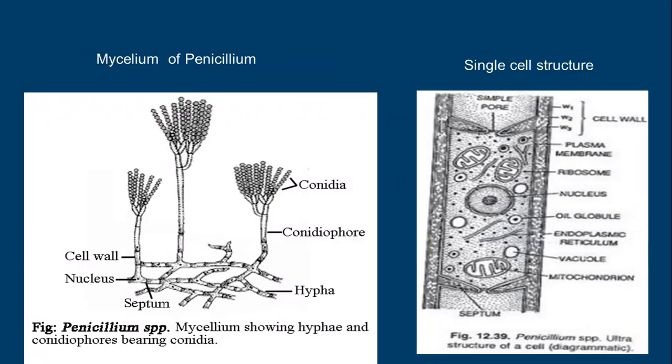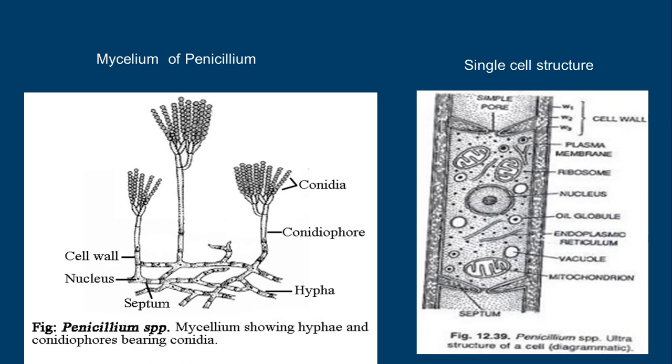Again, in this single cell structure, the outermost layer is called the cell wall, which is made up of fungal cellulose, chitin. Just below the cell wall, there is one more layer, that is the plasma membrane. Inside the plasma membrane, a viscous, granular liquid is present, which is called cytoplasm, in which the cell inclusion bodies are present. And the very prominent one is the nucleus. The true nucleus is present, due to which it is called a eukaryotic cell.